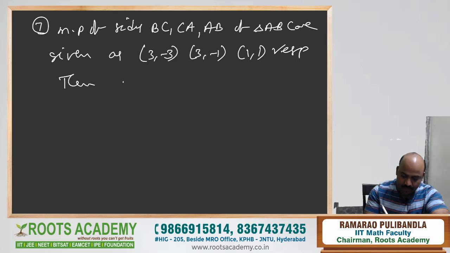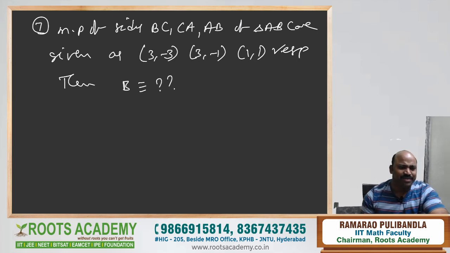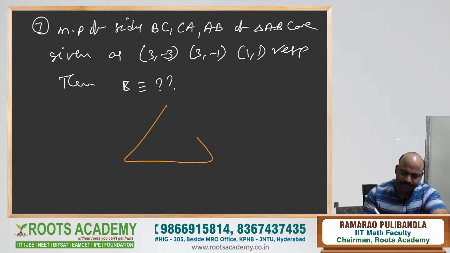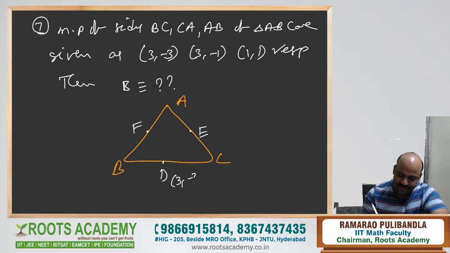Then vertex B is dash. Very simple question it is. Very, very simple. You just draw the diagram. A, B, C they give. So what are the midpoints of BC? BC means D, you assume, students. You assume this is D, E, F. So they gave D, E, F. D is 3 comma minus 3. E is 3 comma minus 1. And F is 1 comma 1.